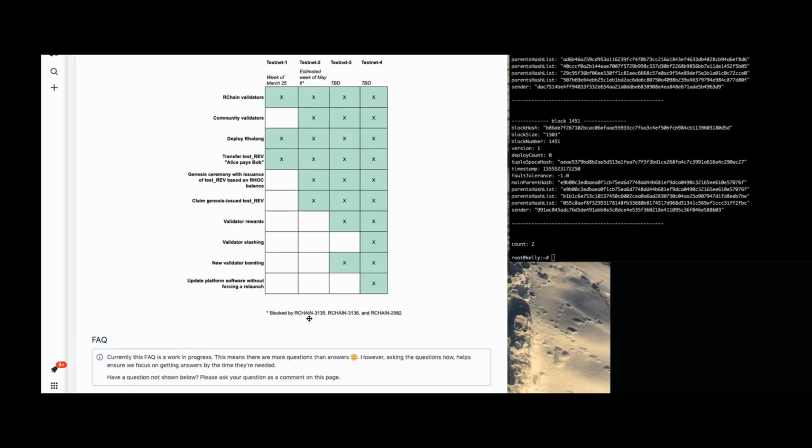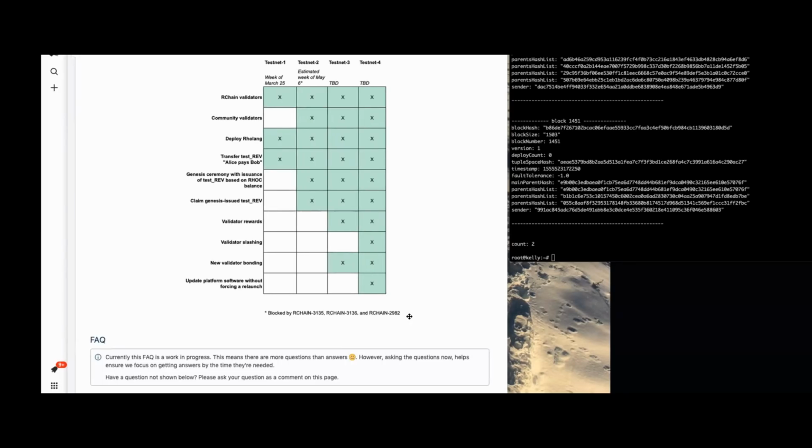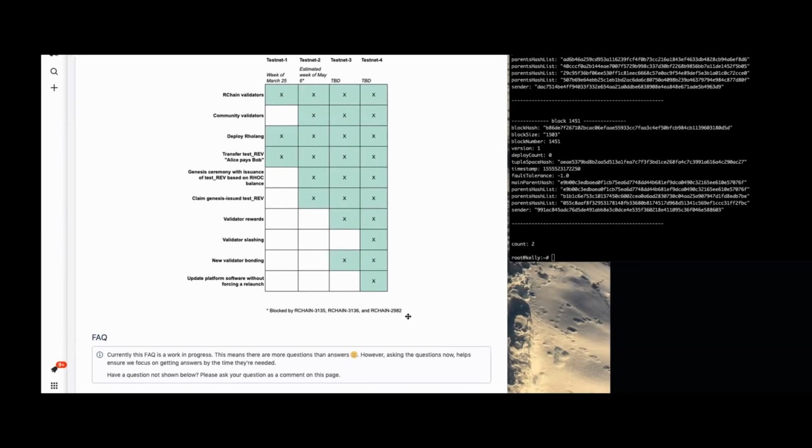I want to draw your attention to what is blocking testnet 2, and it's these 3 tickets. You're welcome to take a peek in JIRA. I am going to talk about them more explicitly in just a moment. When these tickets are addressed and when there's no other issues blocking, specifically bringing cost accounting into the project, being able to demonstrate a Genesis ceremony that includes rock balances coming from Ethereum, and the ability for users to claim their Genesis issued test rev, that is the point that we will release testnet 2.